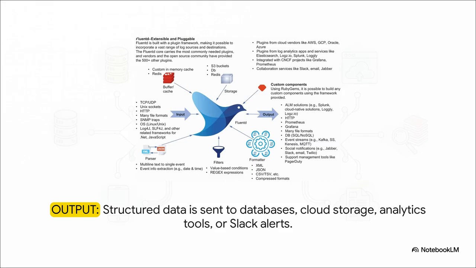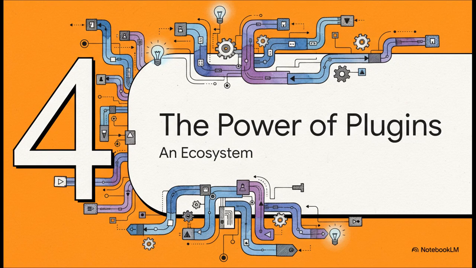And just like it can listen to almost anything, it can send data almost anywhere. You can send it to a database, into cloud storage like Amazon S3, push it to analytics tools like Splunk. You can even have it fire off an immediate alert in a Slack channel. But what makes FluentD so powerful isn't just this core pipeline.